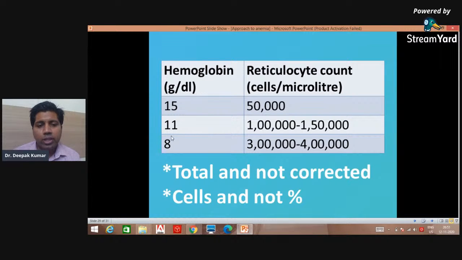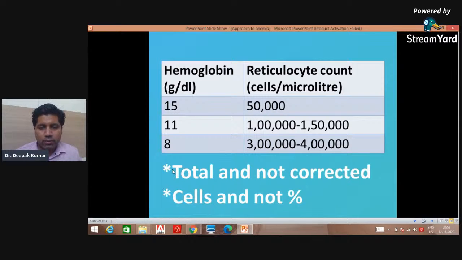Consider the same patient with hemoglobin of 11, and he has a reticulocyte count in the range of 5 lakh. That would mean there is hemolysis happening and there is anemia, but the marrow is hyper-responsive, and still there is anemia, so there must be destruction. Okay, so this slide basically gives you the approximate normal response of the bone marrow in terms of reticulocyte count for different hemoglobin levels.